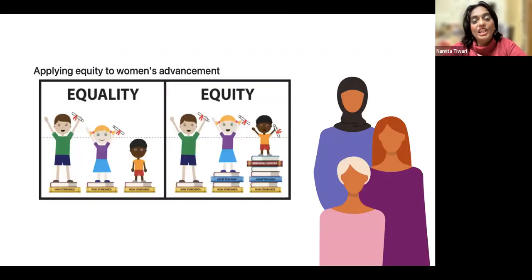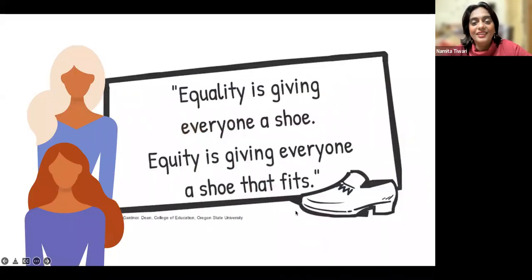And applying equity to women's advancement, how can you apply? These are very beautiful imagery, and I really wanted to share. And Neha had really helped me in putting them together. So thank you so much, Neha. I think it's really adding a lot of color to the conversation here, adding a lot of information that we may or may not be able to communicate verbally. So I think images speak like 1,000 words. So I really want to enjoy sharing them. So equality is giving every one a shoe, equity is giving everyone a shoe that fits. Isn't that amazing, Neha? This is an incredible caricature and incredible quote.